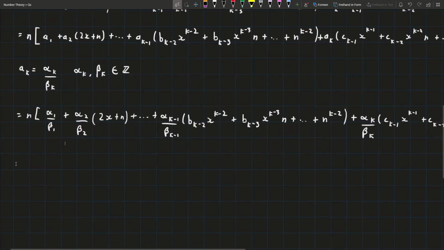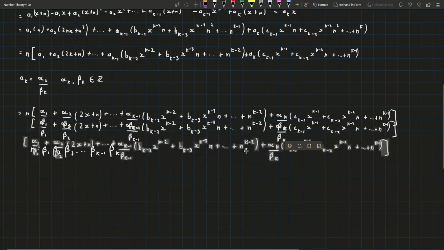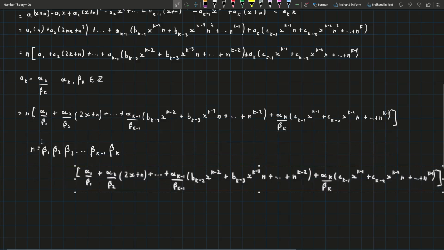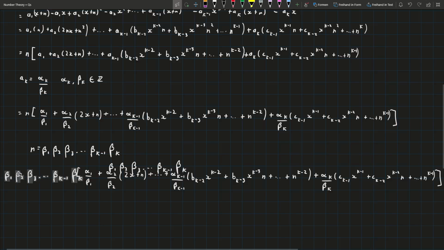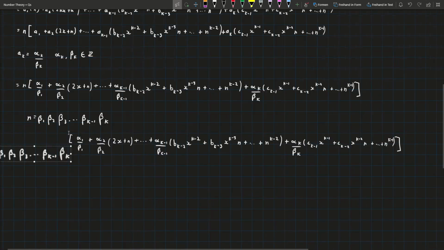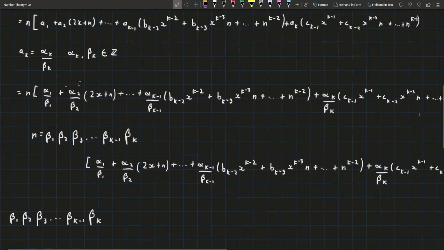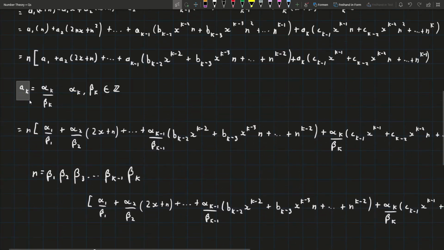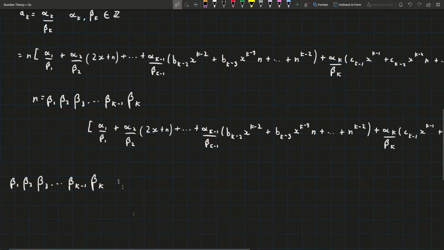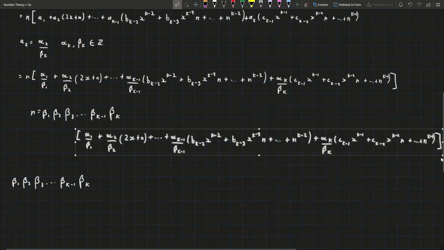So what we can actually do is let n be equal to beta 1, beta 2, beta 3, dot dot dot, beta k minus 1, beta k. If we let n be equal to that and multiply it into our big bracket, then instead of n, I'm writing this big product of betas. Remember, all these betas are integers, because a_k is a rational number, so alpha k is an integer and beta k is an integer. So all of these are integers, which means n is an integer, so we've chosen an integer n.